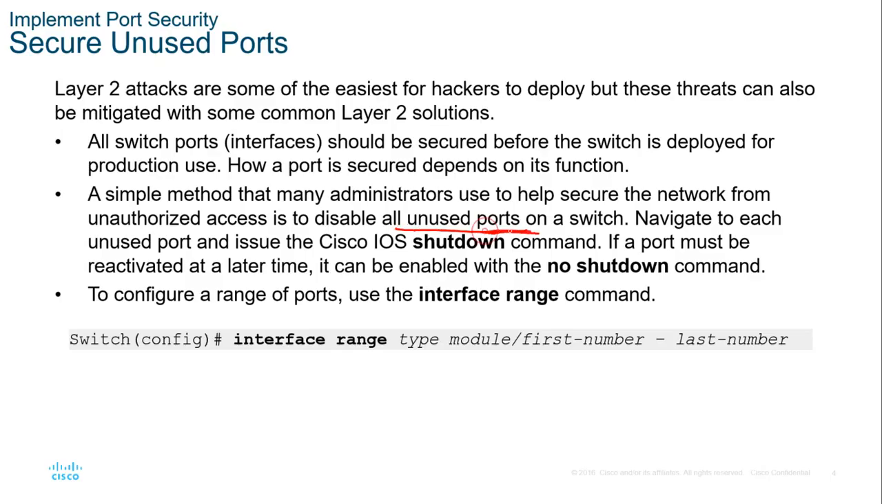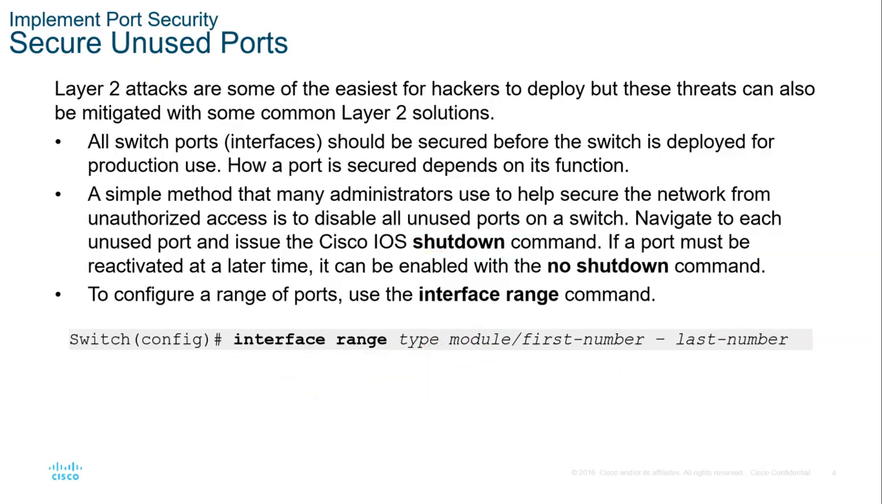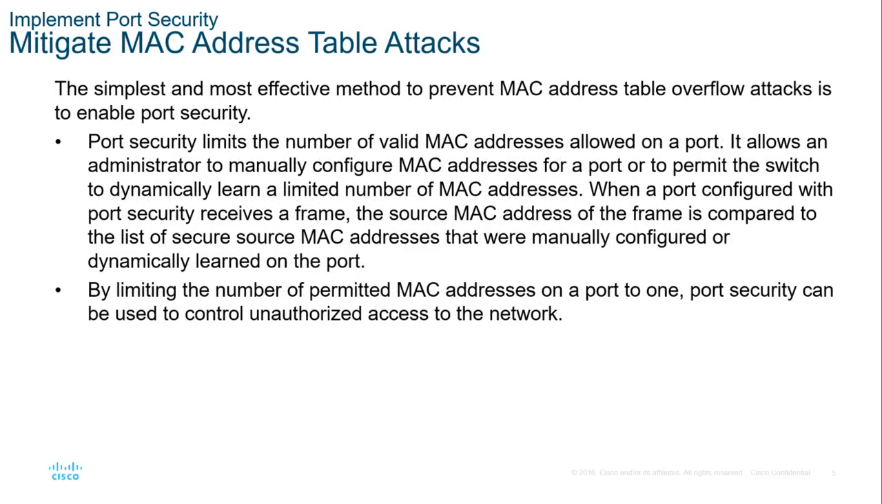Unused ports have to be disabled by using the command shutdown. You call the interface, for example, interface range, the type of module. For example, let's assume it's FastEthernet 0/1 up to 10, and then shutdown. So all unused ports have to be disabled by using that command.